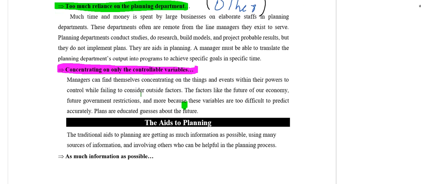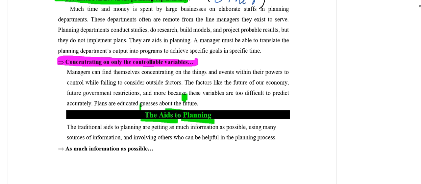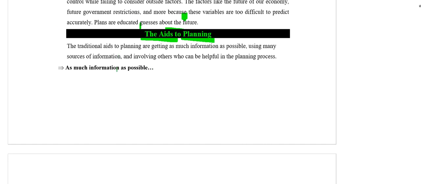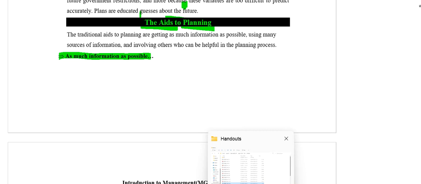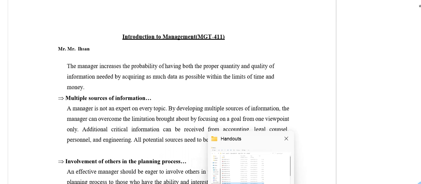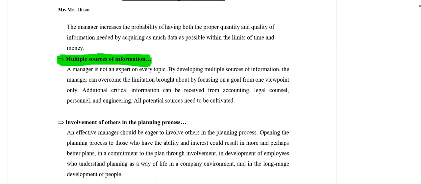So students, now we will discuss how can we make our planning effective and what should be helpful for the planning. So first of all, as much information as possible. When we start planning, we have to get as much relevant and adequate information as possible. Number two, we should not focus on only one source of information. We have to find information from multiple sources so we can get different opinions.